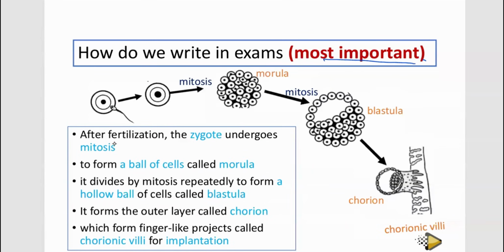Most important. After fertilization, the zygote undergoes mitosis to form a solid ball. You add the word solid here now. A solid ball of cells called morula, which undergoes mitosis to form a hollow ball of cells called blastula, which forms the outer layer called chorion, which forms finger-like projections called chorionic villi for implantation. We like to ask you that.